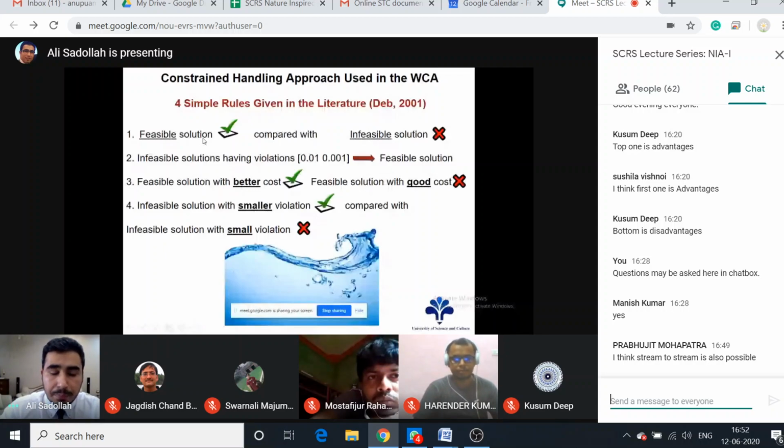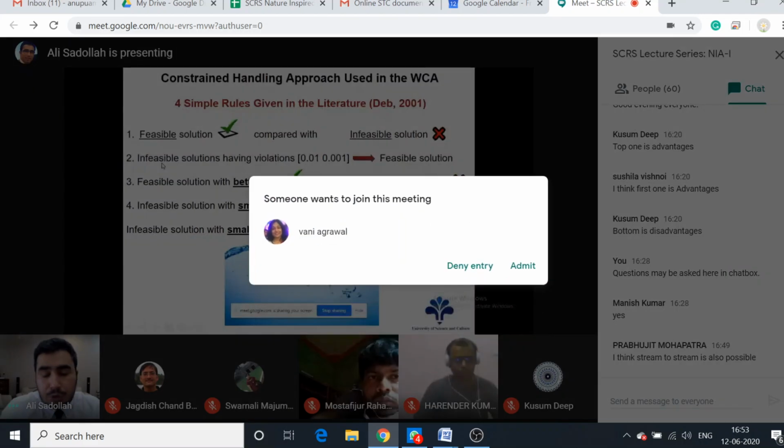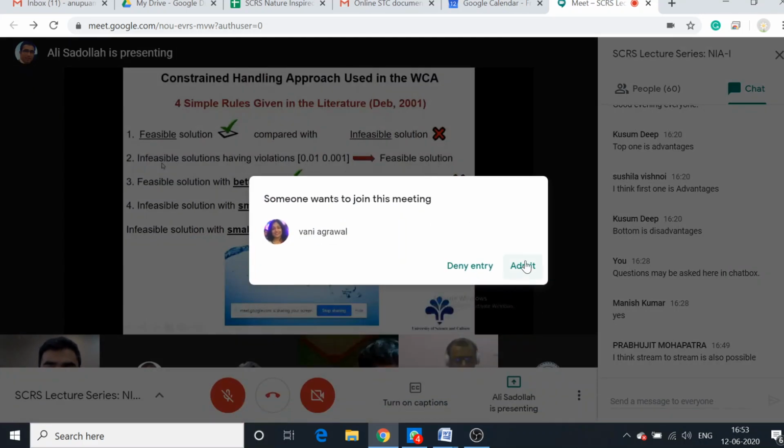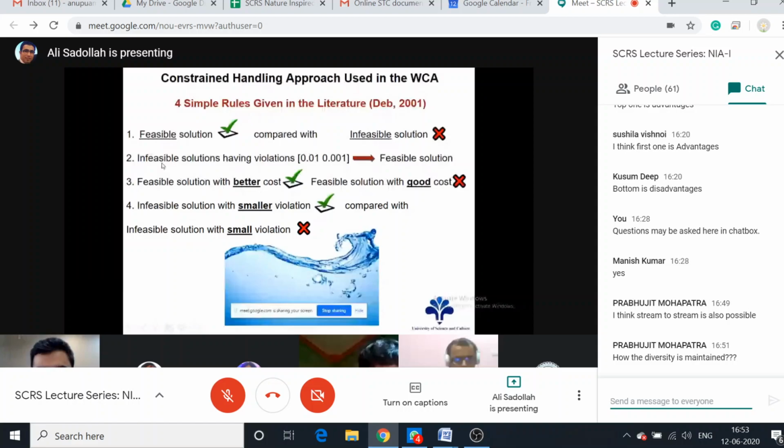Rule number 2: infeasible solutions with violations around 0.01 to 0.001, we can consider as feasible solutions. So this is another rule. Infeasible solutions with this kind of constraint violation are considered as feasible solutions. The third rule is that a feasible solution with a better cost, a better objective function, is for sure better than a feasible solution with a worse cost. This is very clear, in fact.